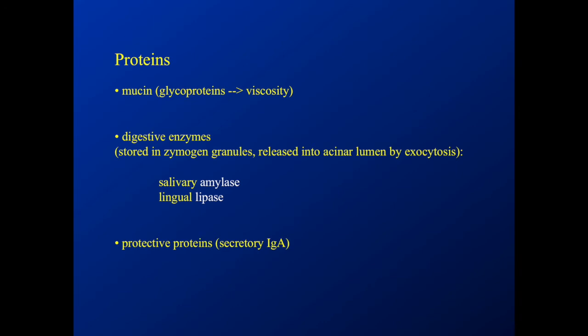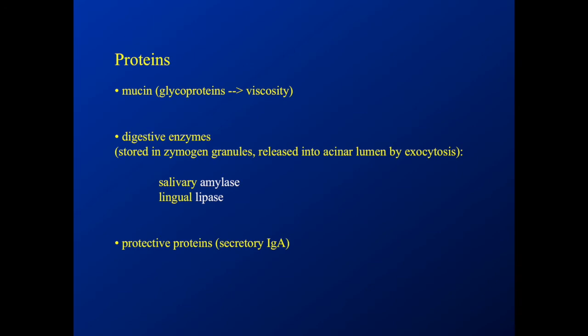So the proteins that are produced in the saliva are shown here. You have mucin, which is a glycoprotein, and they tend to be viscous and sticky, and this is good for coating the food and allowing passage down and keeping it stuck together and ease of flow down the GI tract.